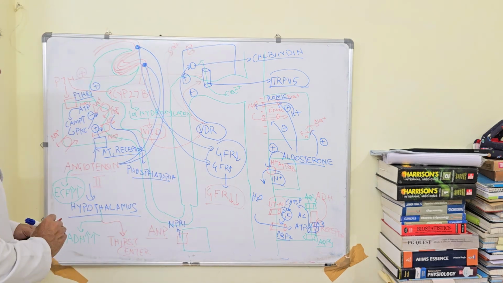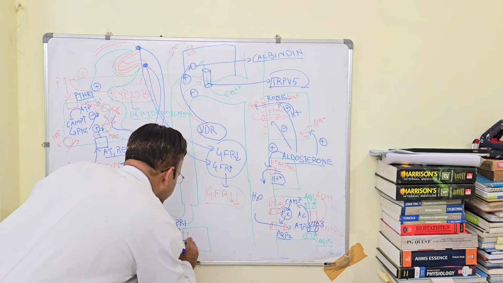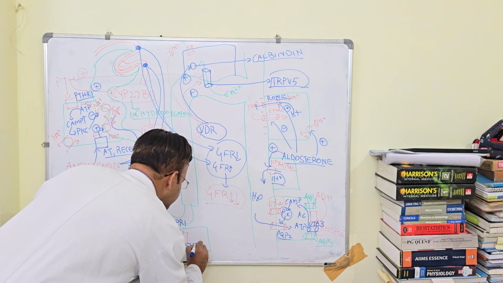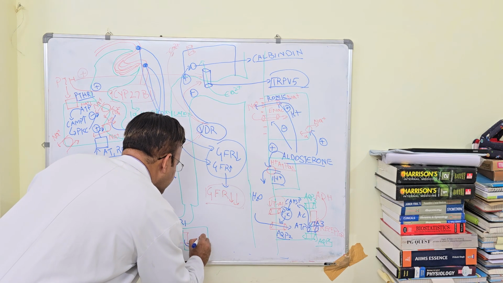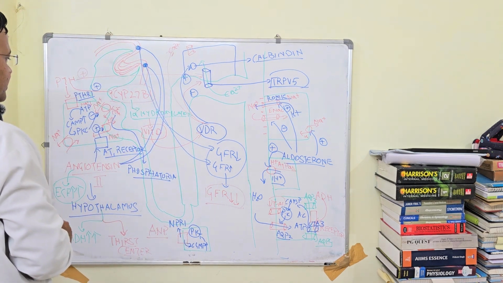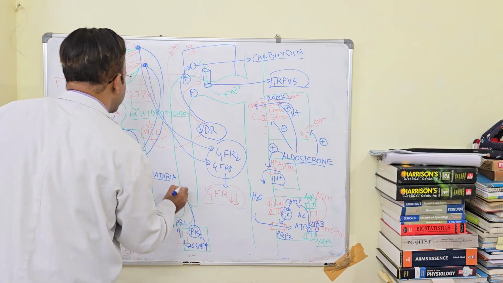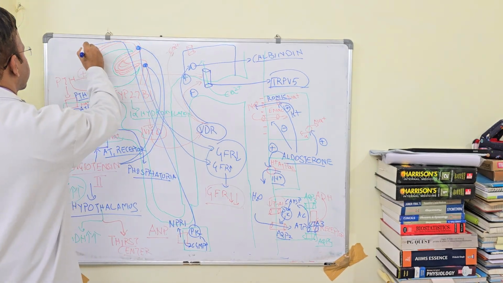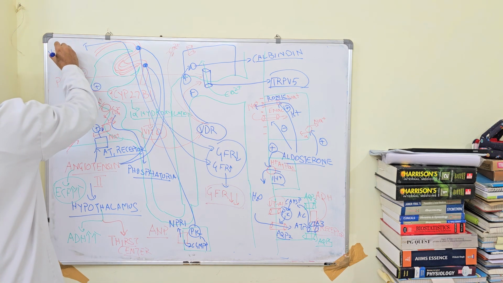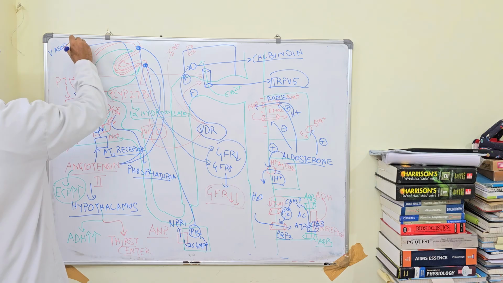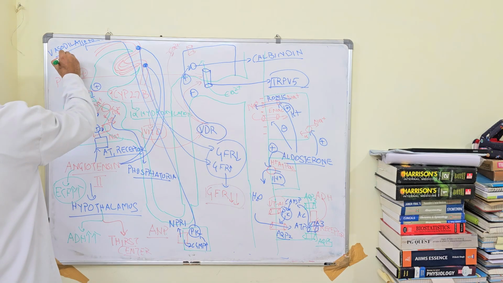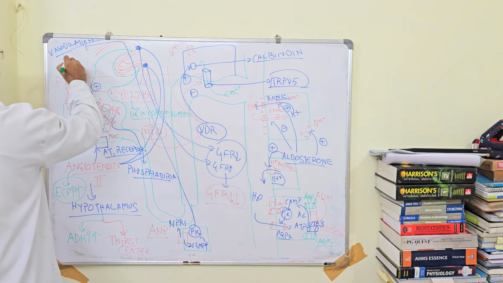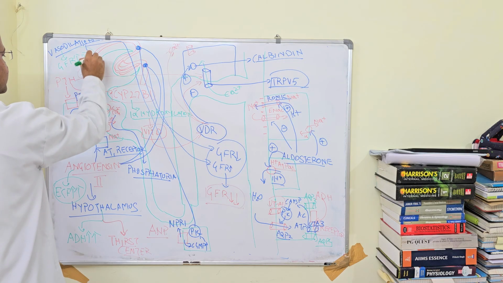And what is this NPR1 going to do? Your NPR1 is going to increase the level of cyclic GMP. And what will this cyclic GMP do? This cyclic GMP will increase the level of protein kinase. And what will this protein kinase do? This protein kinase will cause vasodilation of this artery. And what can vasodilation do? Vasodilation will lead to an increase of GFR. So it will increase GFR by vasodilating the arteries.